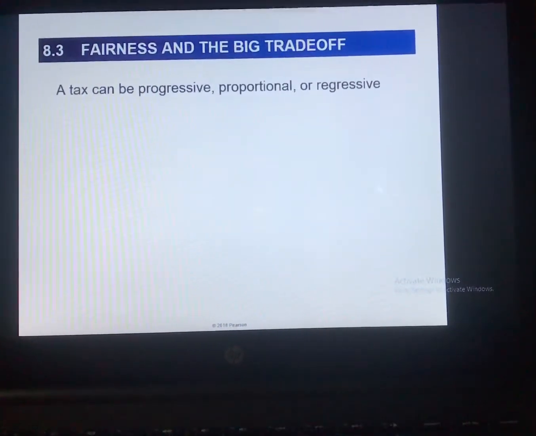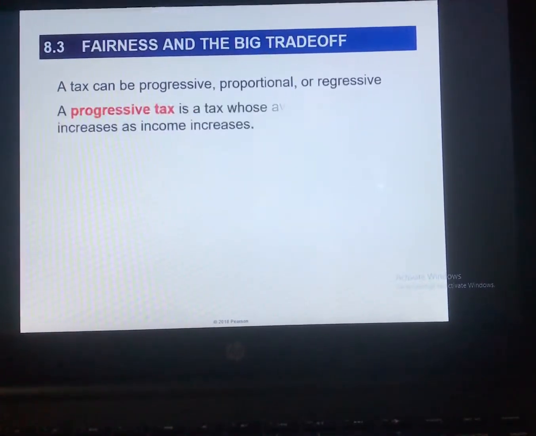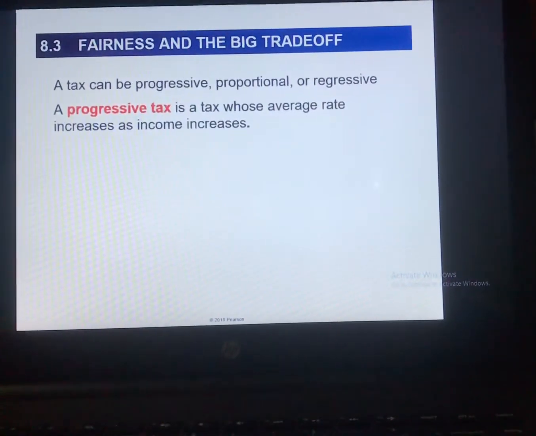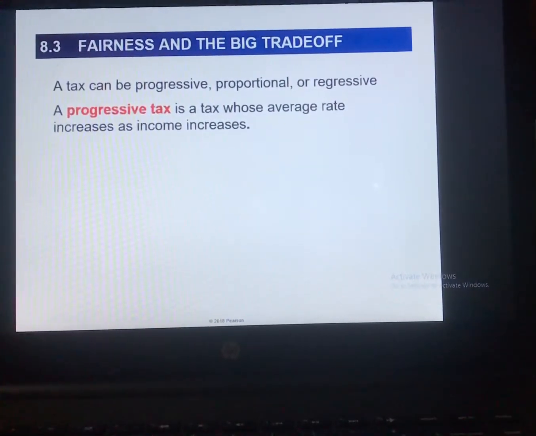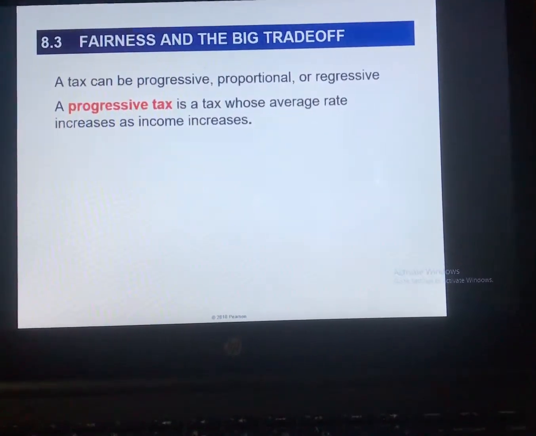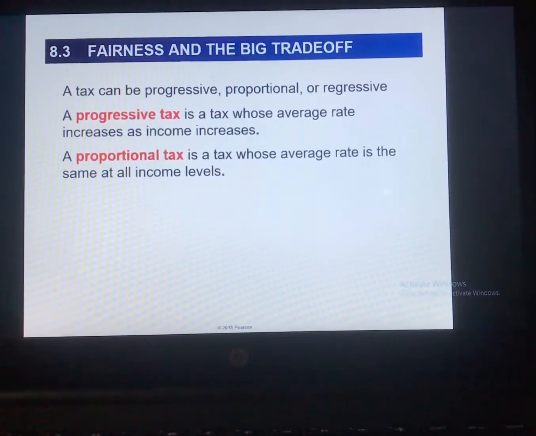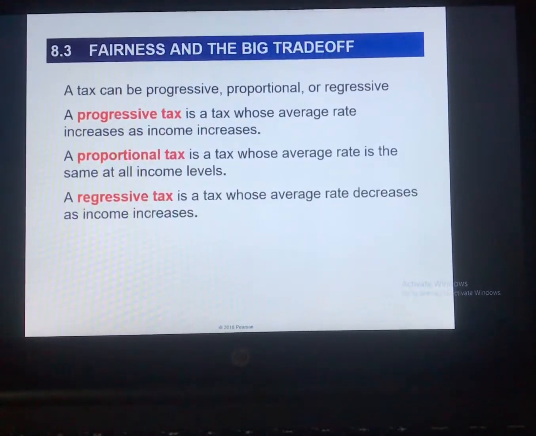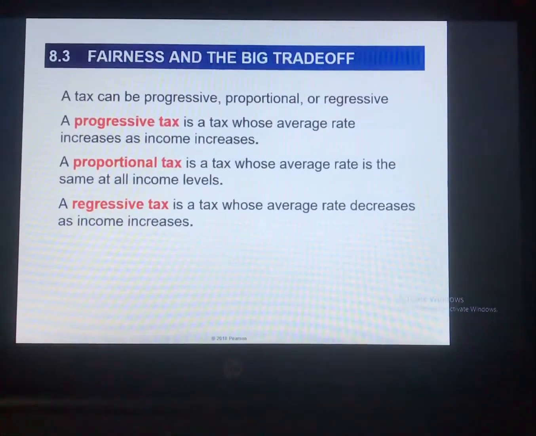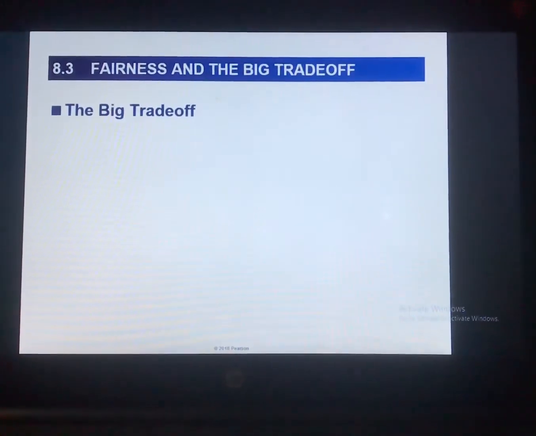Horizontal equity is the requirement that taxpayers with the same ability to pay should pay the same taxes. Vertical equity is the requirement that taxpayers with a greater ability to pay bear a greater share of the taxes. A tax can be progressive, proportional, or regressive. A progressive tax is a tax whose average rate increases as income increases. A proportional tax is a tax whose average rate is the same at all income levels, and a regressive tax is a tax whose average rate decreases as income increases. So, the big trade-off.